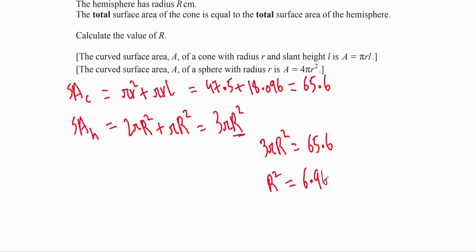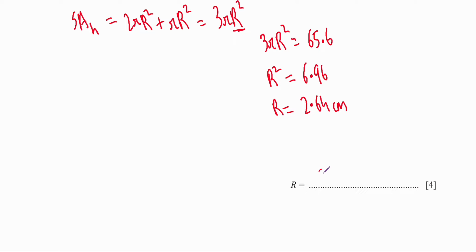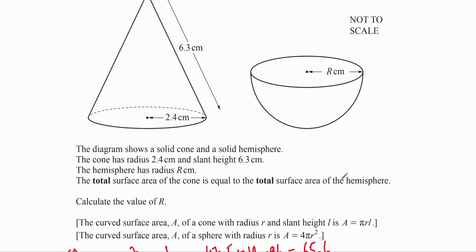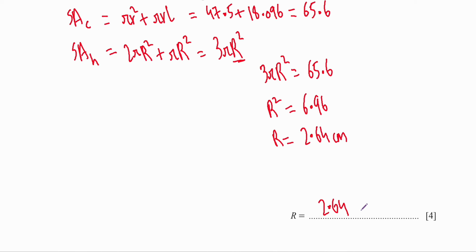And then you get r is equal to plus or minus the square root of 6.96. But we only care about the positive because the radius can't be negative. So 2.64 centimeters. And that's our value for r. Let's go to the next question. So r is equal to 2.64. Oh yeah, of course, don't forget the units. Are we in centimeters? Yeah, we are.